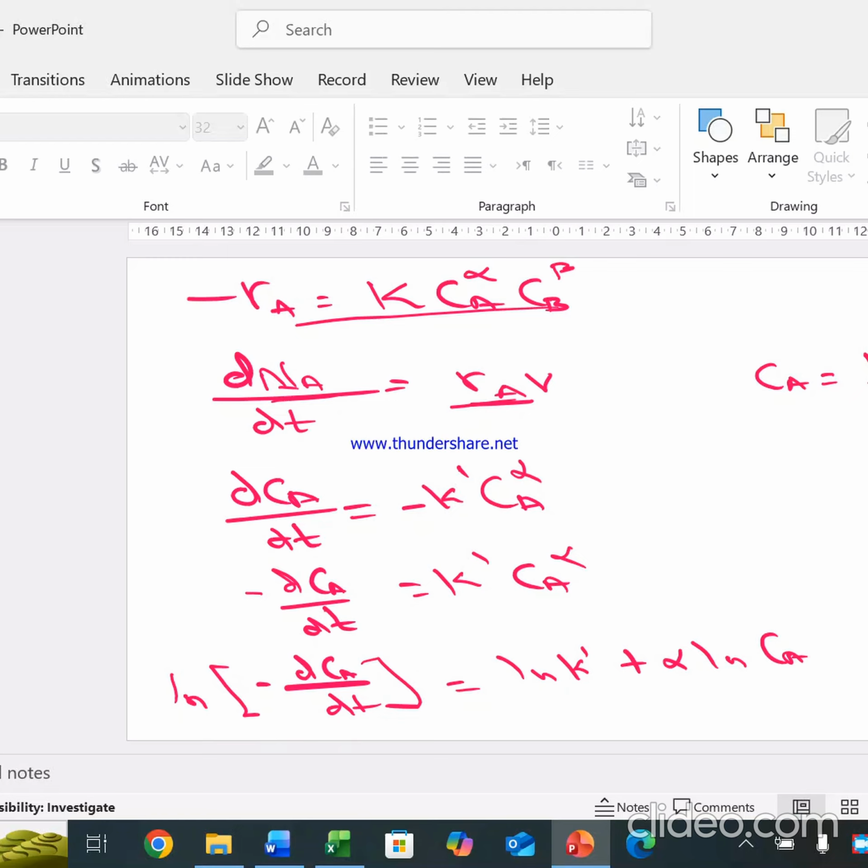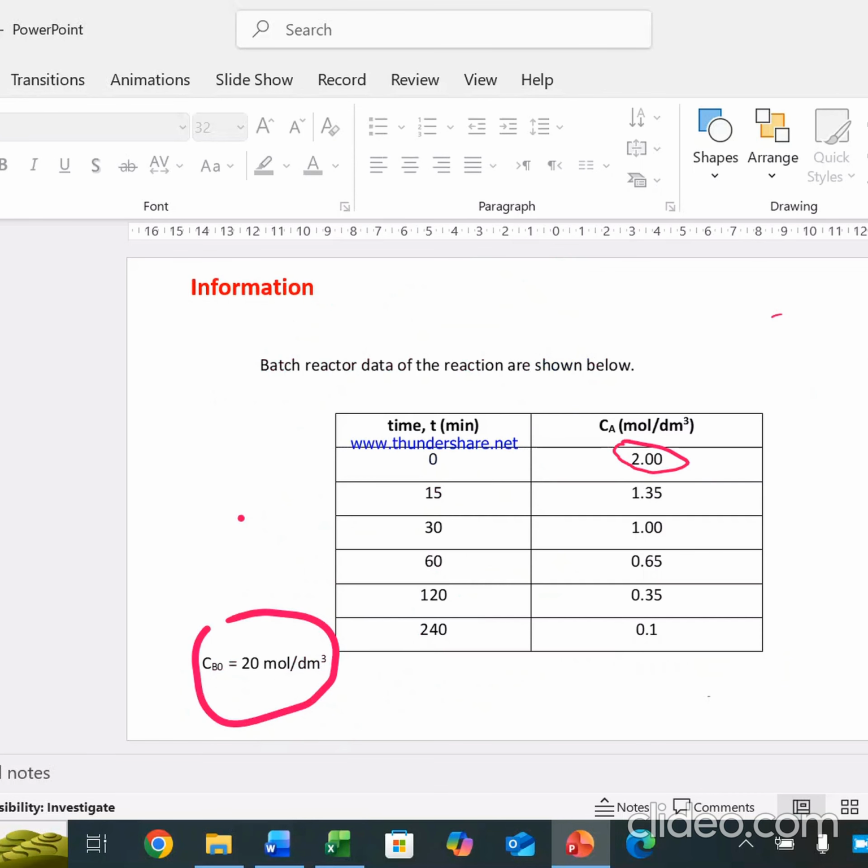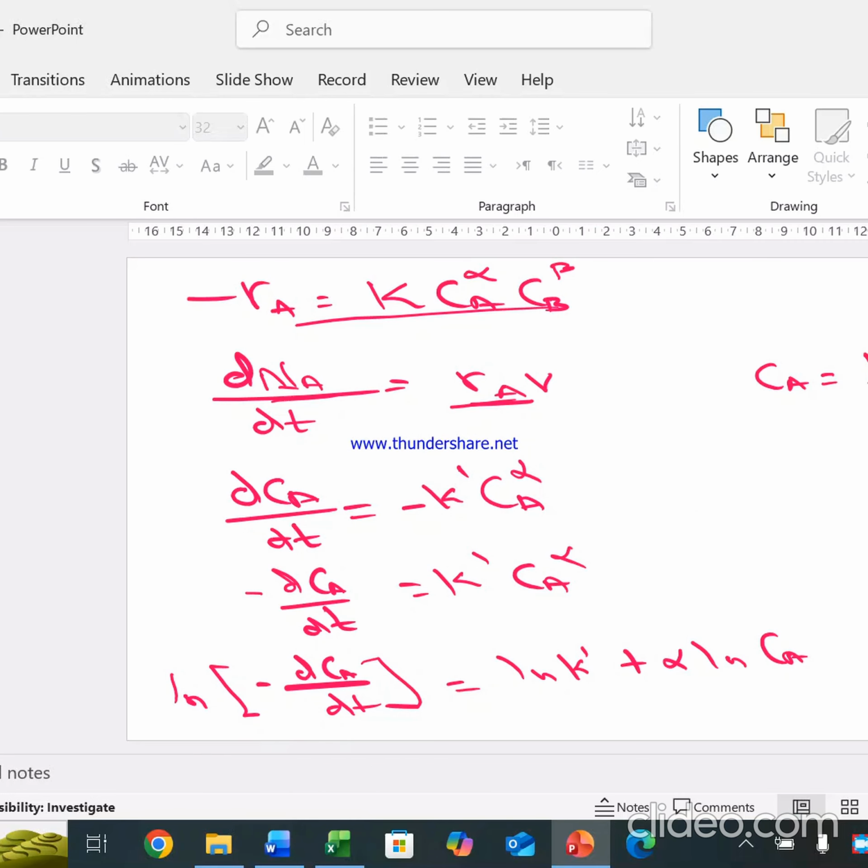So the task now is to get our dCa/dt. We don't have dCa/dt, we only have Ca and T. So how do we get our dCa/dt? That's the first task, and I think that's a major task now. So how do we get our dCa/dt? There are different ways we can evaluate that. We can either use a graphical method, we can use a finite difference, and we can even use a polynomial.